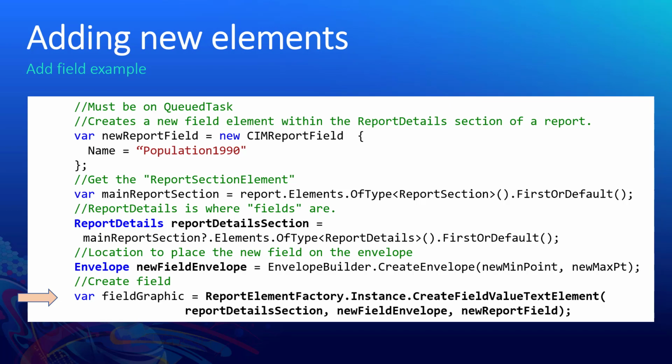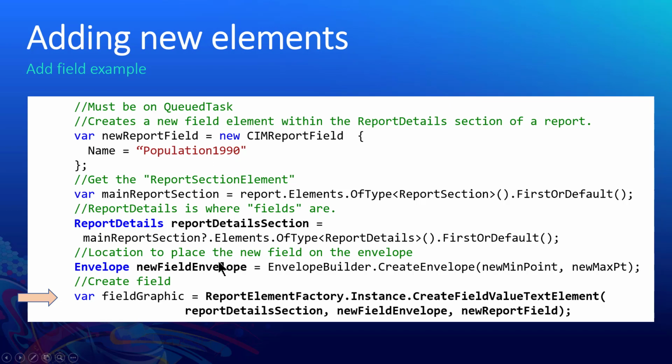Here is a code snippet that adds a field element to an existing report. I'll be doing this in the demo coming up, but let's review the steps in this snippet. I'm first going to create a new sim report field object specifying the field I want to add. In this case, I'm going to add the population 1990 field to my report.